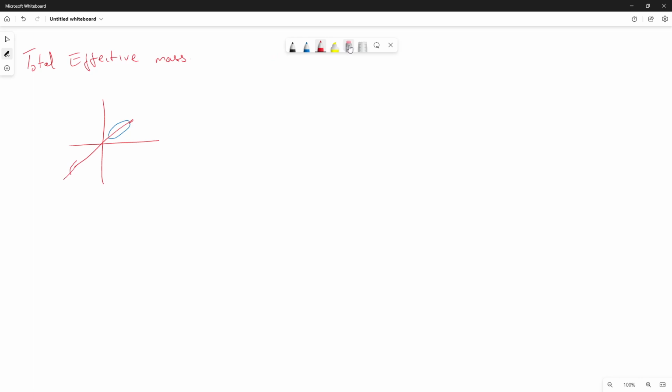Yes, these are ellipsoids. Just assume that these are ellipsoids. And these are the unstrained ones. And I have these ones over here. So the effective mass depends on the curvature of these bands, correct? Do you remember?